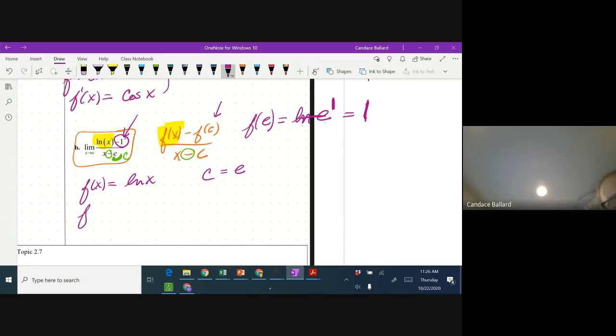All right, so we're going to take the derivative. The derivative of the natural log of x would be 1 over x. And now I'm going to evaluate that at e. So f prime of e equals 1 over e. And that's a very typical answer to see an e in an answer. You're going to see it at least a few times on the AP test. Okay? Hey, the good news is that is it for topic 2.7.